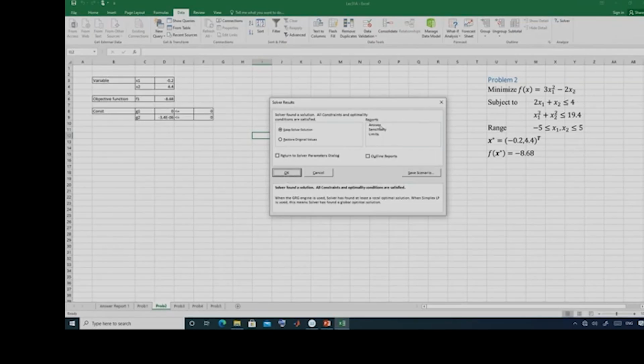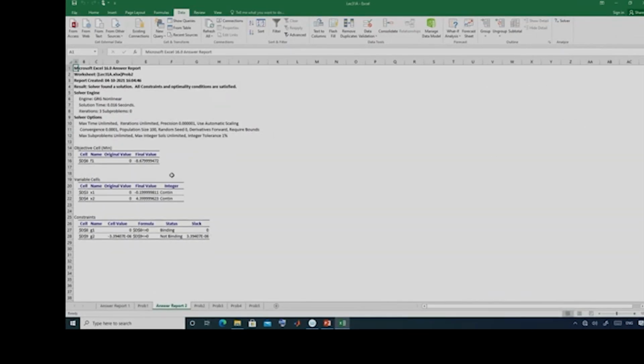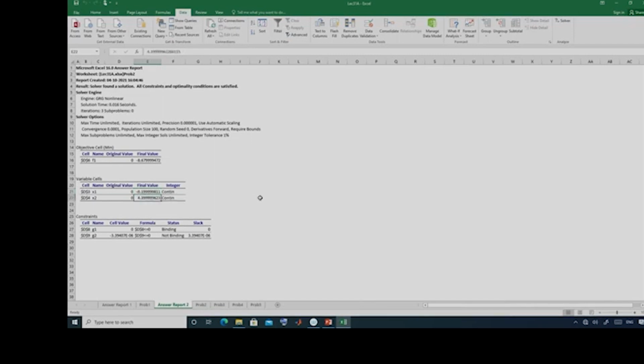You can see the report also, and this is report 2. The objective function value is minus 8.67, and the solutions are that x1 equal to minus 0.1999, so that means 0.2, and x2 is 4.399, and all constraints are satisfied.